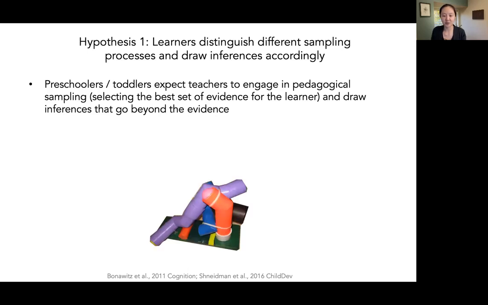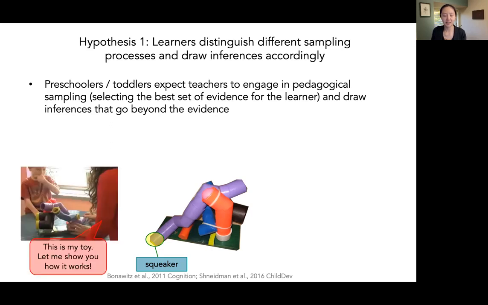So consider this toy again. If you pull out this part of the tube, the toy makes a squeak sound. And children saw this evidence in 2 different contexts. One is where there was an adult who claims to be a teacher. This is her toy, and she knows all about this toy. And she says, let me show you how this toy works. And then she demonstrates the squeaker part of the toy to show that it squeaks.